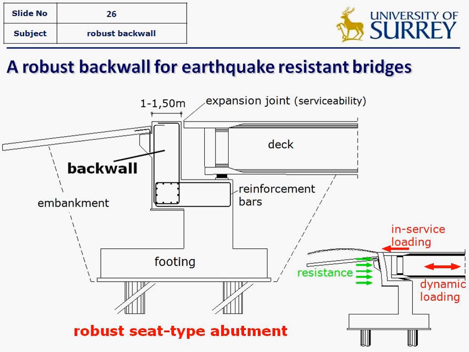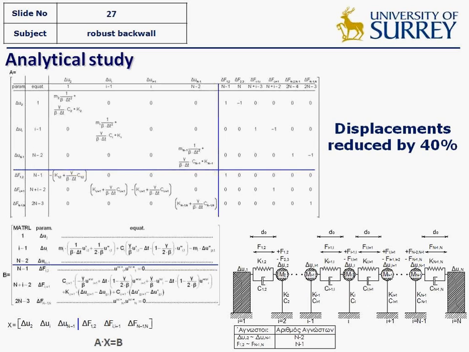Having recognized that displacements and the bending moments of the piers are reduced due to this interaction, the back wall was strengthened. Let's see what will happen if the back wall is a high-capacity external shear key, a high-capacity external support, having a thickness of 1 up to 1.5 meters. So we did some analysis. I'm not going to go through the analysis with MATLAB, but the fact was that the displacements were further reduced, by up to 40%.